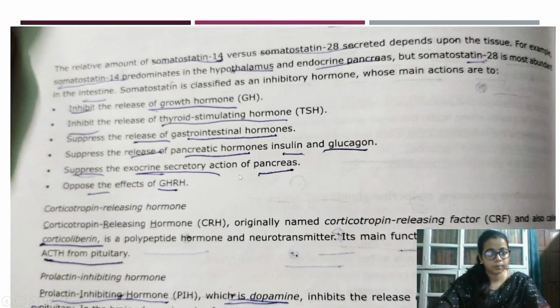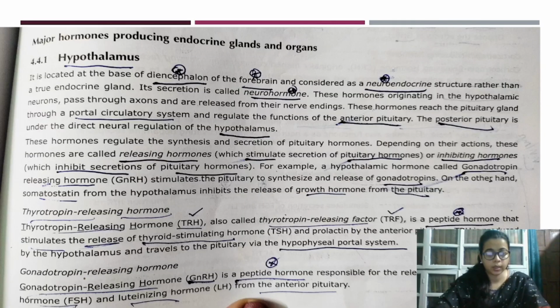Focus on one thing: the hypothalamus is mainly located in the forebrain. To be exact, it is located at the base of the diencephalon of the forebrain, and it is known as a neuroendocrine structure, and it is a true endocrine gland, and its secretion is called neurohormone. Why is it called neurohormone? Because it is attached to the forebrain.